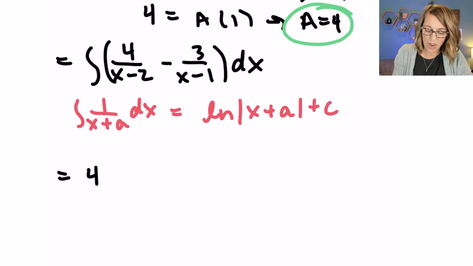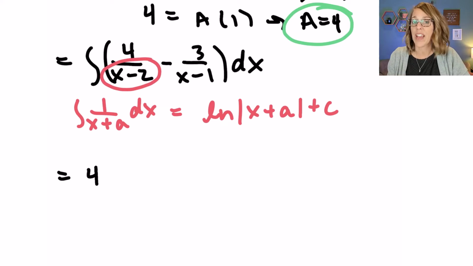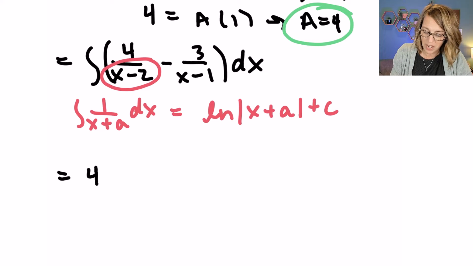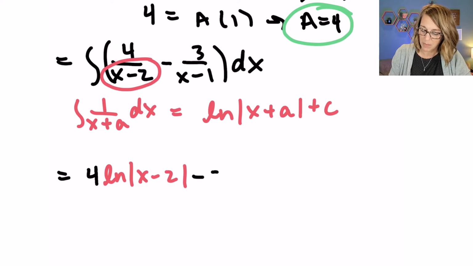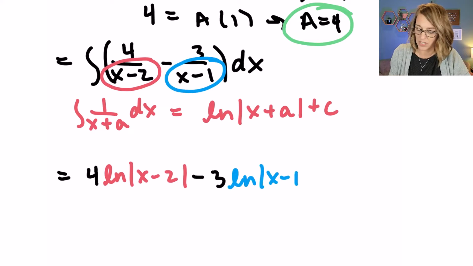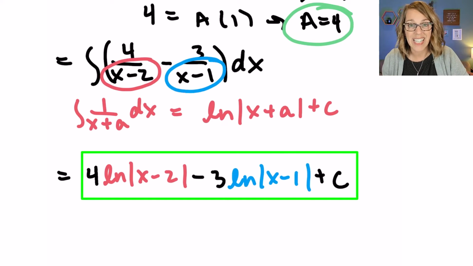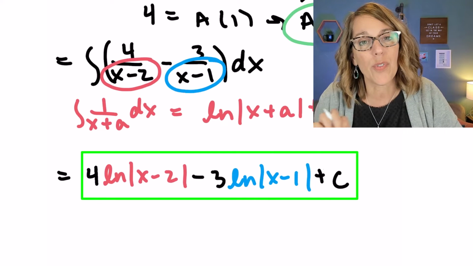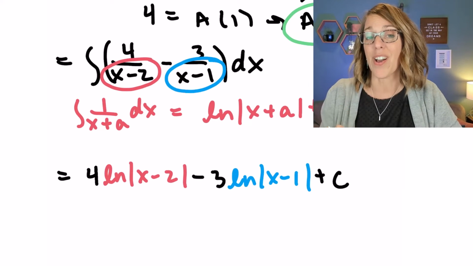I'm going to pull that 4 out in front, and then let's go ahead and take care of the over x minus 2. That's going to become the natural log of absolute value x minus 2. And then I've got my minus and my 3, and I need to do the over x minus 1. This is going to be the natural log of absolute value x minus 1, and all I've got left is a plus c. But what happens when we've got degree 2's in our denominators?